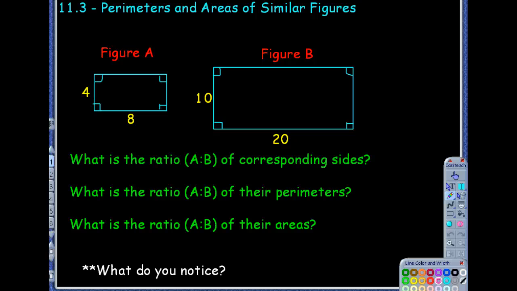Section 11.3 is going to talk about perimeters and areas. So we've been talking about areas so far a little bit, but we're also going to talk about perimeter. But notice it says of similar figures. Now, the good thing about this section is we've talked about similarity before.